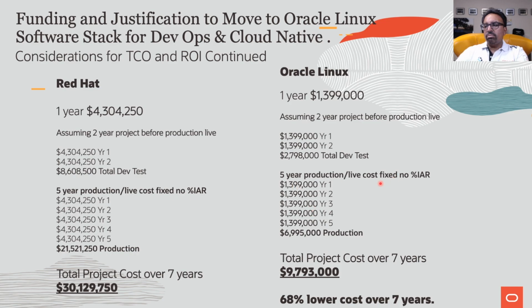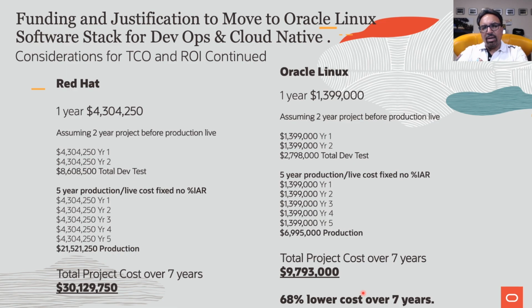5 years of production and in going live, and no fixed, inflationary rate adjustments, just a fixed linear cost. We end up with $7 million in production. So total, we end up spending $9.7 million, $9.8 million, 68% lower than Red Hat. And I would suggest it's probably an order of magnitude similar for Google, Azure, and Amazon.